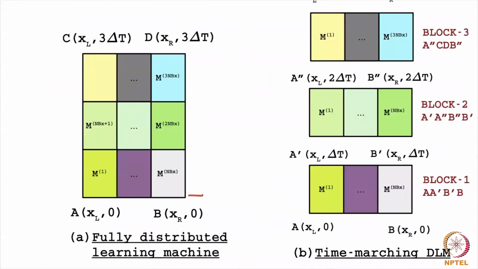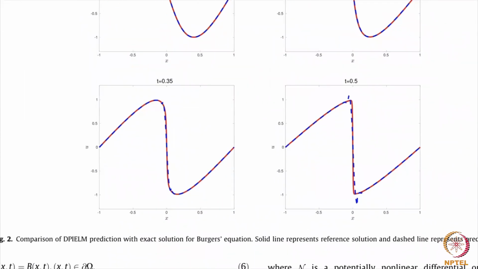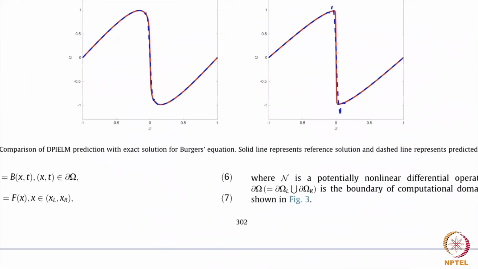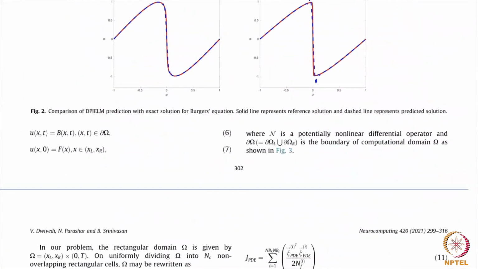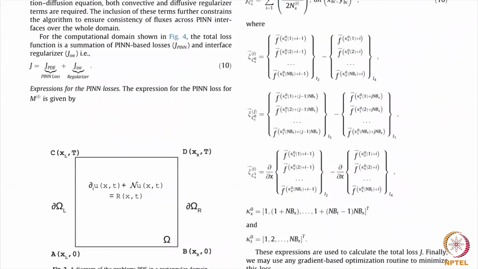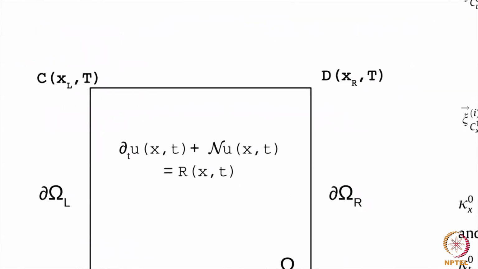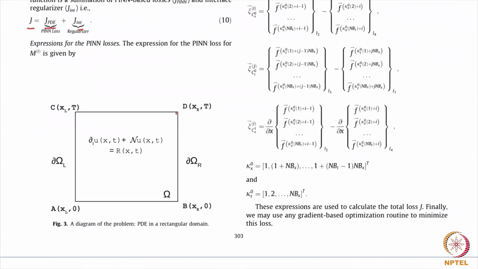You can also do time marching step by step from one step to the other. Again, this is not going to come in the exam or in the assignment. This is just to show you some advances that have happened here, and maybe some of these advances might be obvious to you. So typically, as is shown here, J is usually the PDE loss plus some regularization loss, and we add it at the interfaces to ensure some continuity.